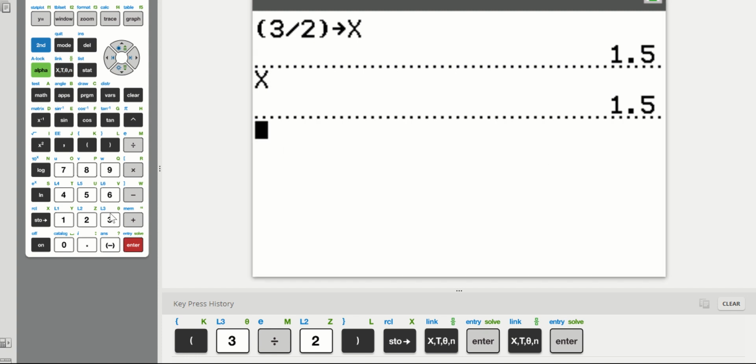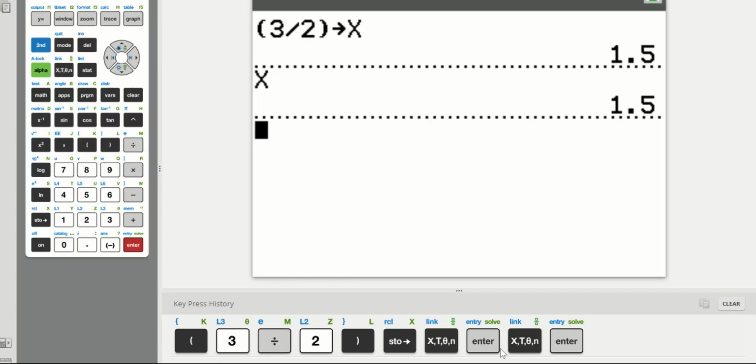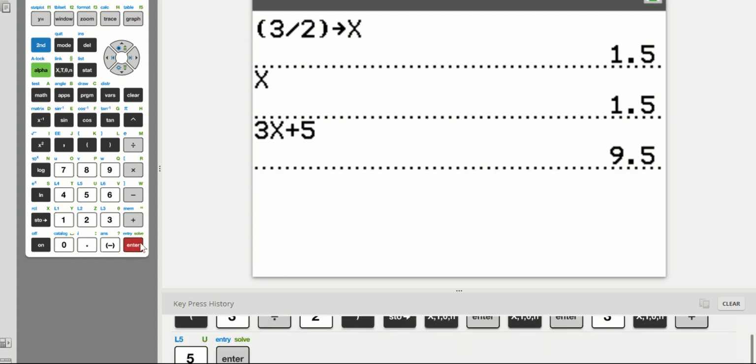What I can do is type in each expression and see what ends up coming out. They should equal each other. So if I go back, 3x plus 5, I can just type that 3x plus 5 and evaluate it. I get 9.5.